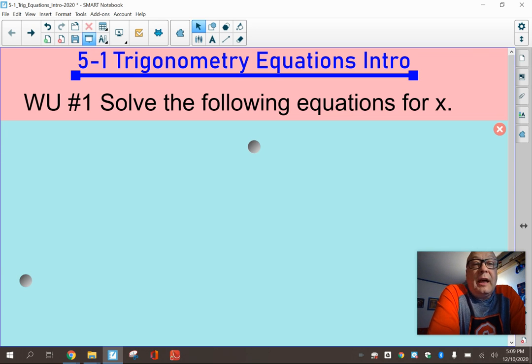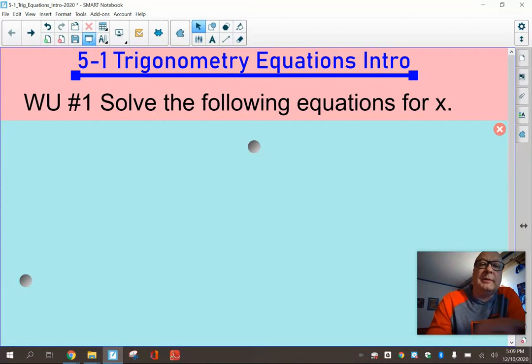Here is going to be your lesson on 5-1 trigonometry equations. This is a quick little introduction because these are going to get very complicated. We're going to be adding factoring and square roots and a whole bunch of stuff that you're going to have to remember, and we'll definitely practice those.